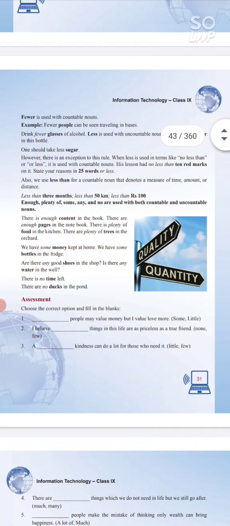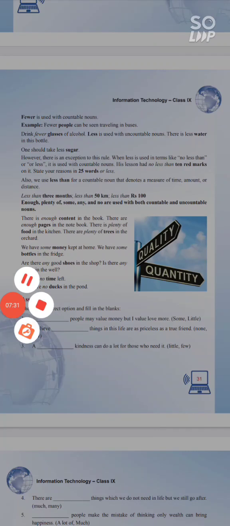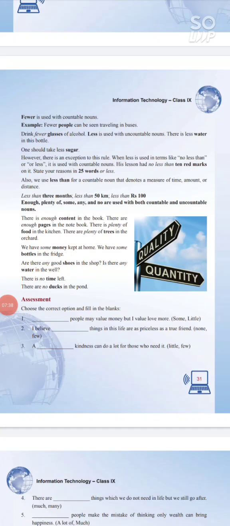However, there is an exception to this rule when less is used in terms like no less than or or less. It is used with countable nouns. So this is the exception to the rule about fewer and less. Whenever there is a term like no less than or or less in the sentence, it will be used with countable nouns. So an example is, his lesson had no less than 10 red marks on it. So here 10 red marks are countable, and no less than is used before them.